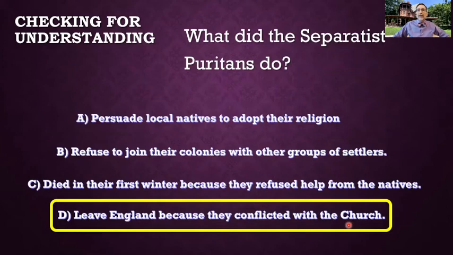All right. What did the separatist Puritans do? And the answer is already on the screen. They left England because they conflicted with the church. They didn't believe they could ever reform the church in England.